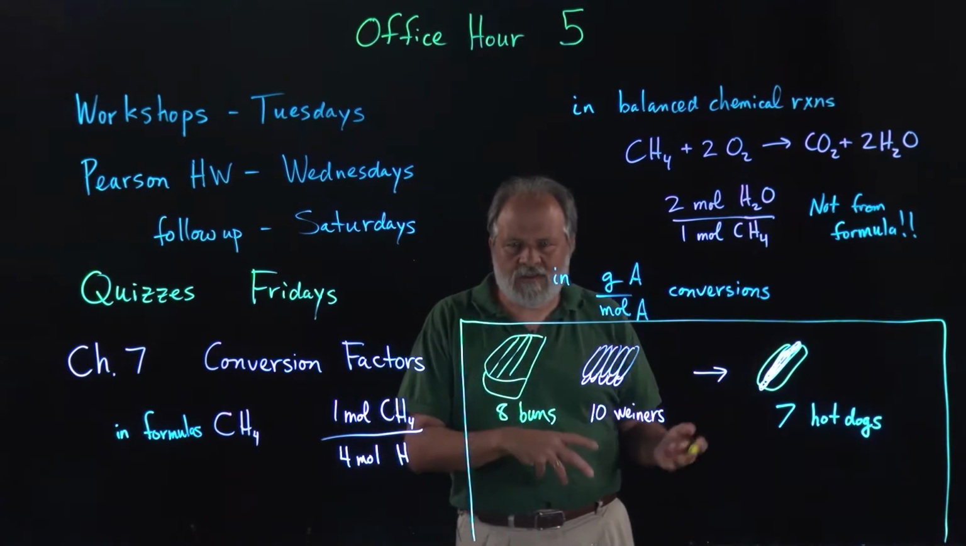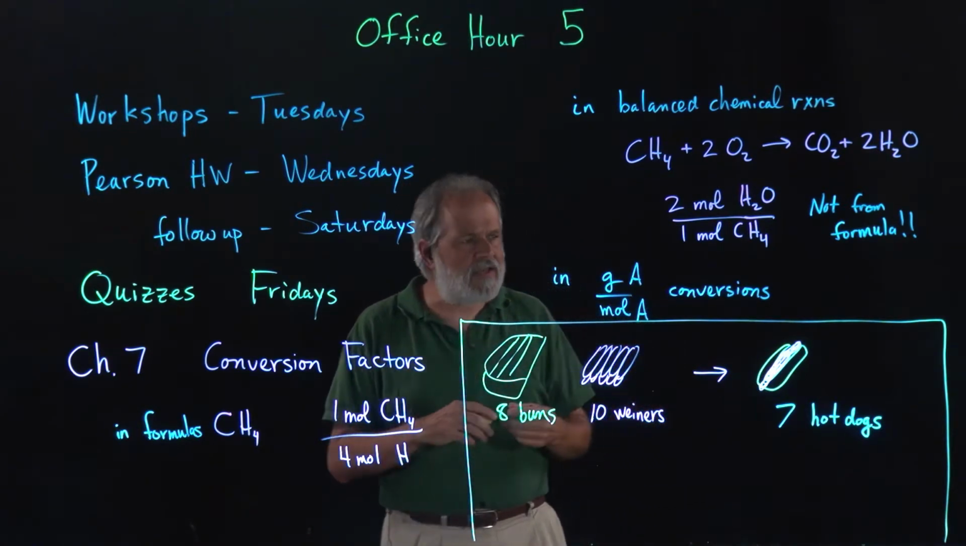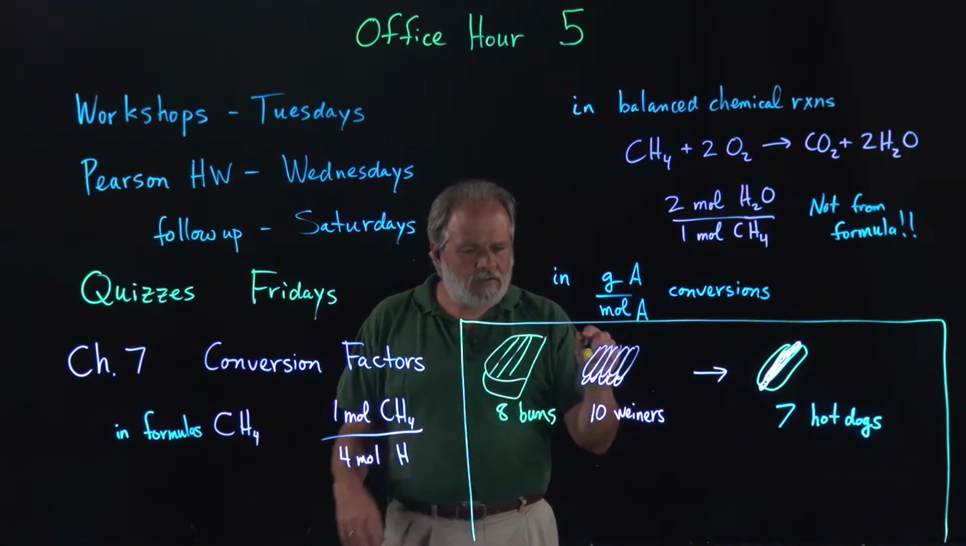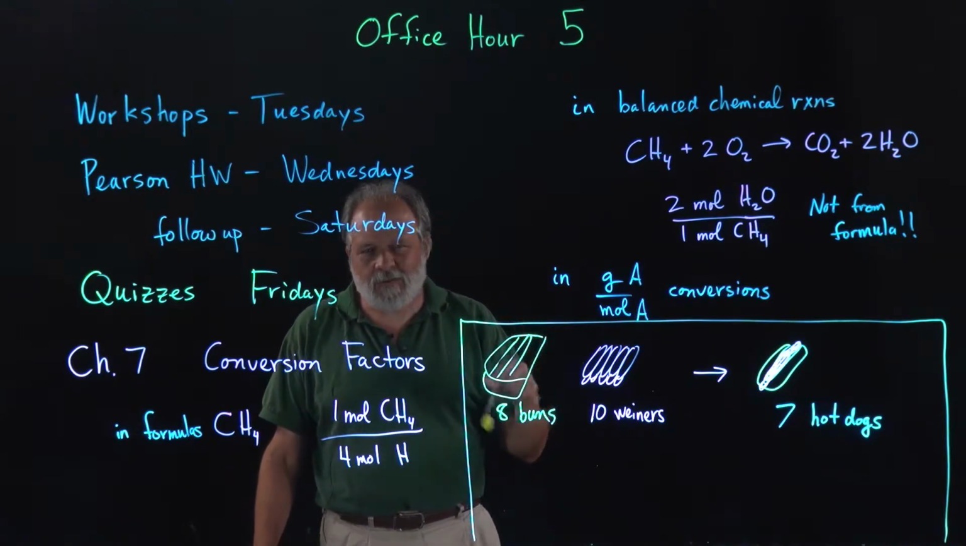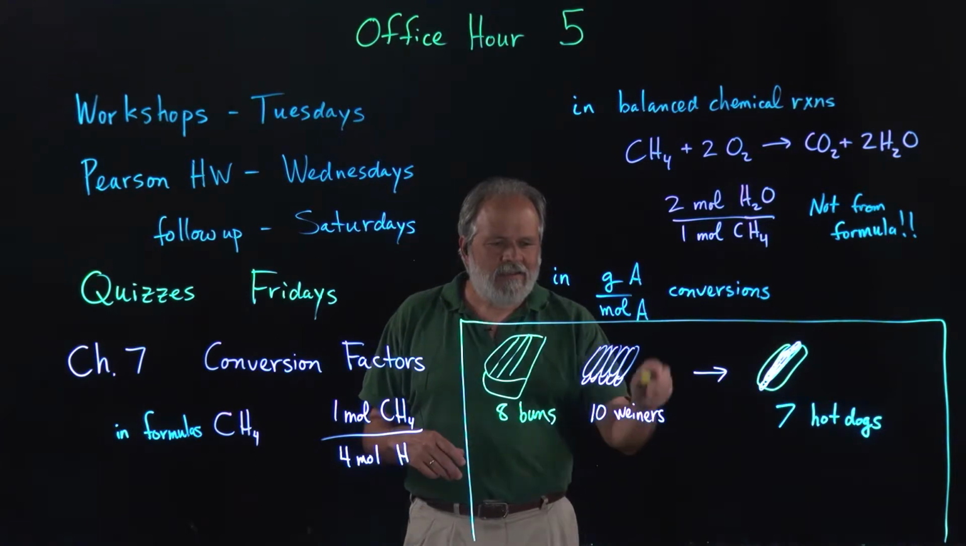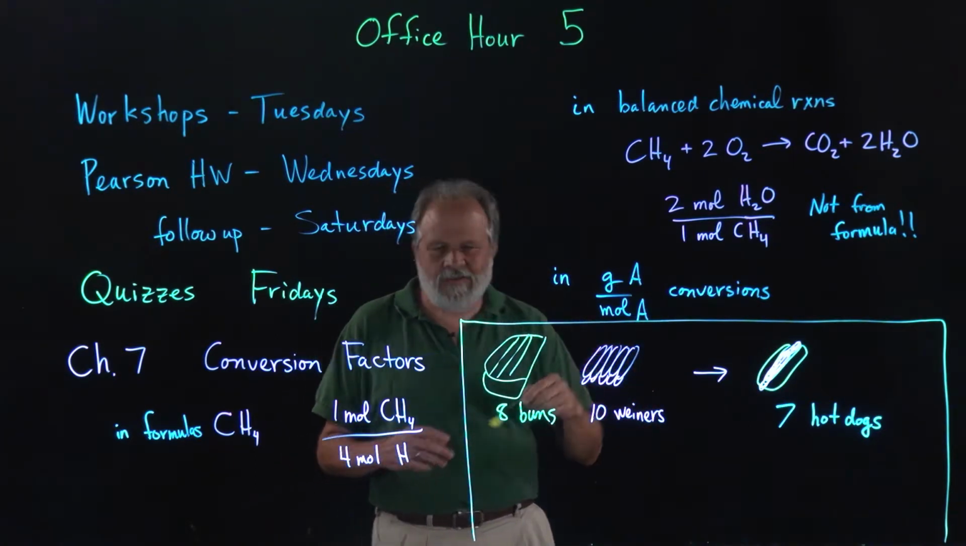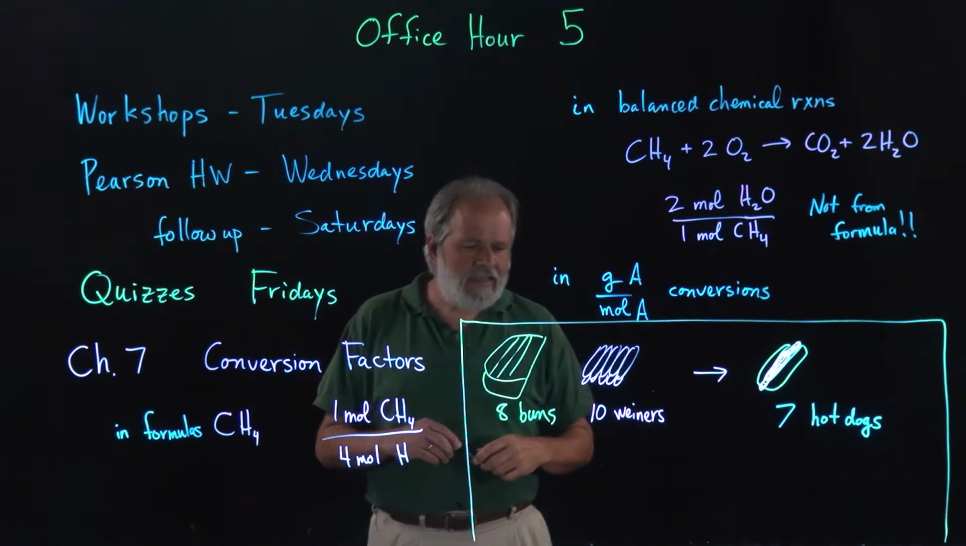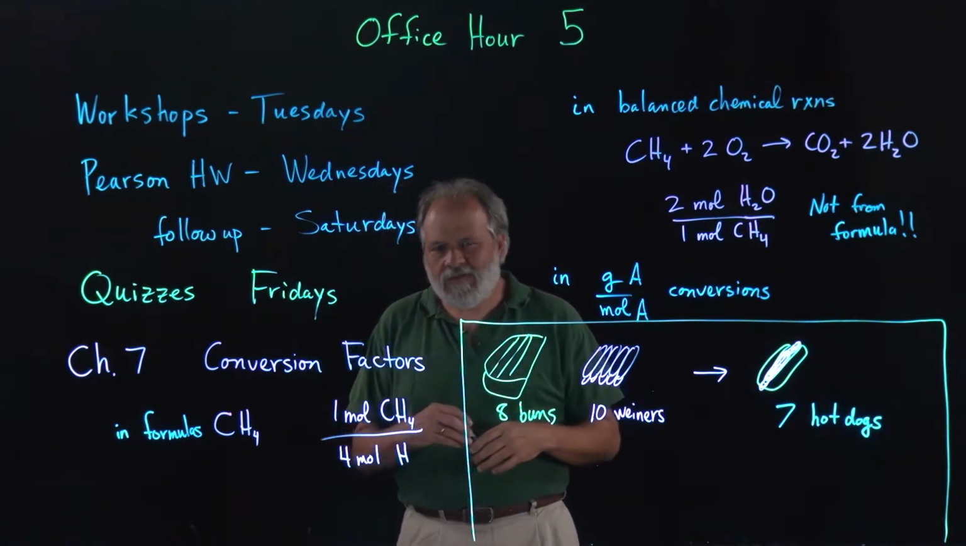And then, of course, the one that you have left over is called the excess reactant. An example would be hot dogs. If you buy a package of hot dog buns, they always come as 8. And the cheap hot dogs that are pink usually come as a package of 10. So you know how many hot dogs you can make.